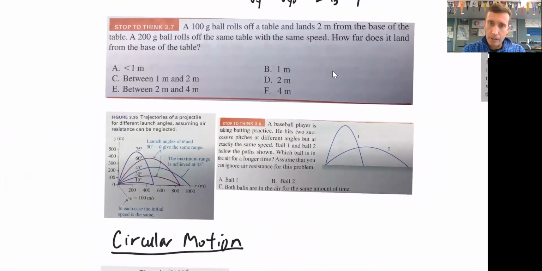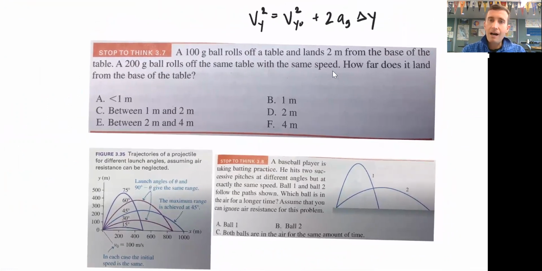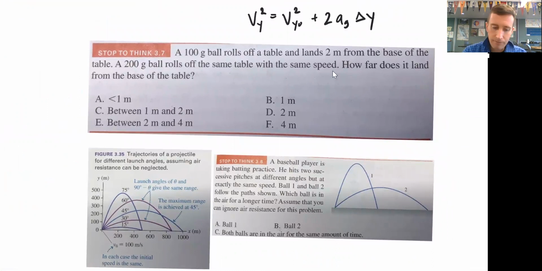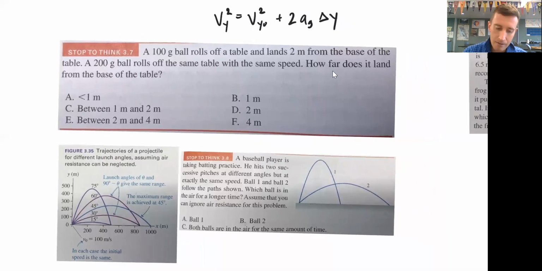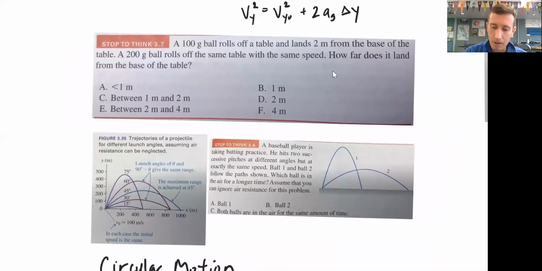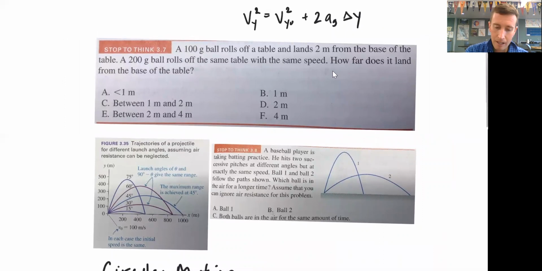A 100-gram ball rolls off a table and lands 2 meters from the base of the table. A 200-gram ball rolls off the same table with the same speed. How far does it land from the base of the table? Okay, so it seems like the only factor that varies here is the mass of the ball. There's a 100-gram ball, and then a 200-gram ball rolls off the same table, same speed, right? So if it lands 2 meters from the base, the 100-gram ball, does the mass make a difference?